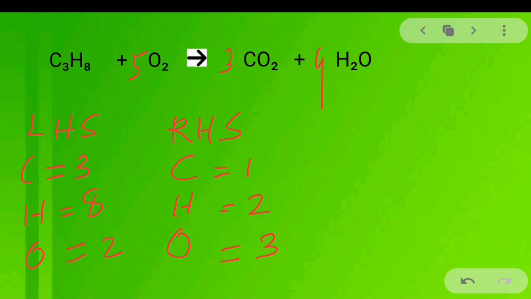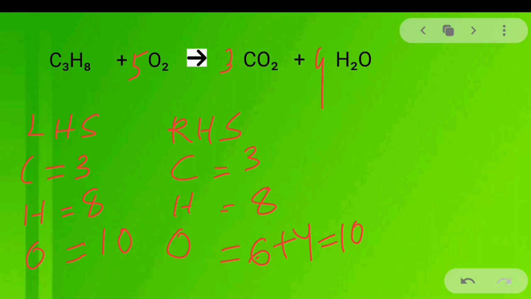Now the carbon atom is 3 in LHS and also in RHS, the carbon atom is also 3. The hydrogen atom present in LHS is 8 and the hydrogen atom present in RHS is also 8. 4 into 2 is equal to 8. Now, the number of oxygen atom present in LHS is equal to 10. And the number of oxygen atom present in your RHS is equal to 6 plus 4 is equal to 10. Now the equation is balanced.